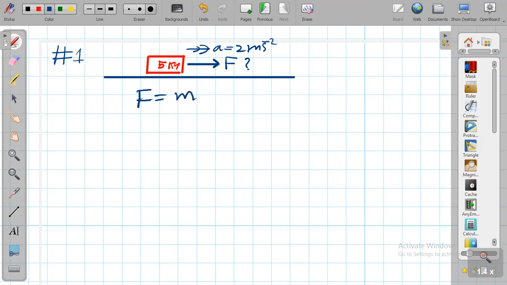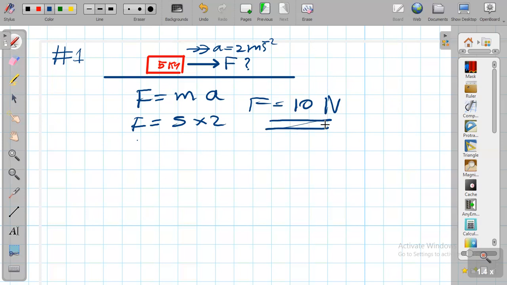Just apply F equals ma. F is equal to ma. So the mass is 5 and this one is 2. The force required is nothing other than 10 newtons. Okay guys.